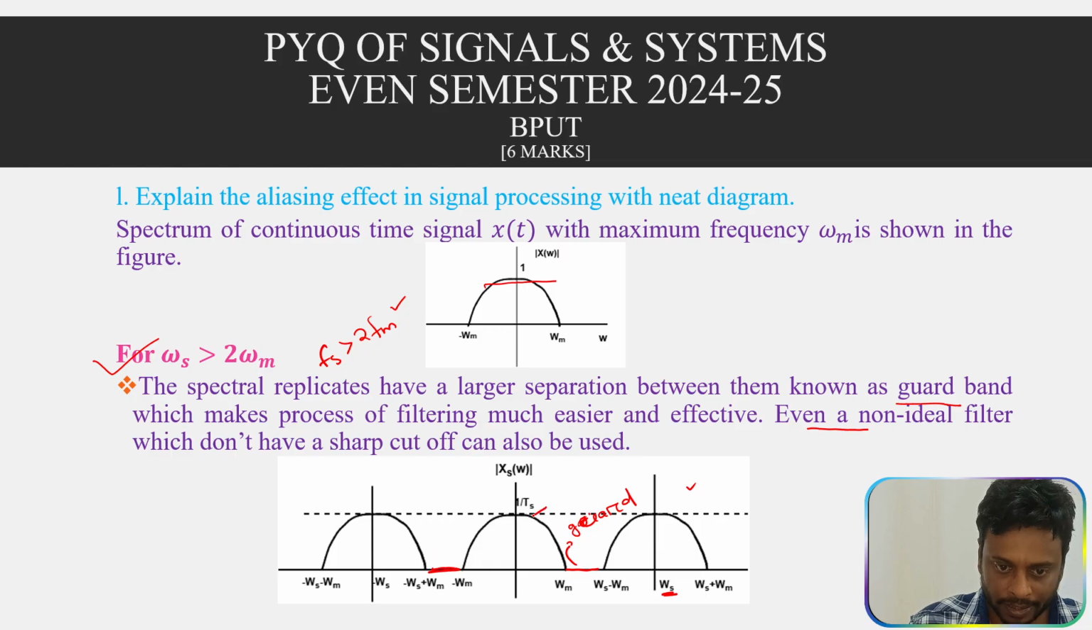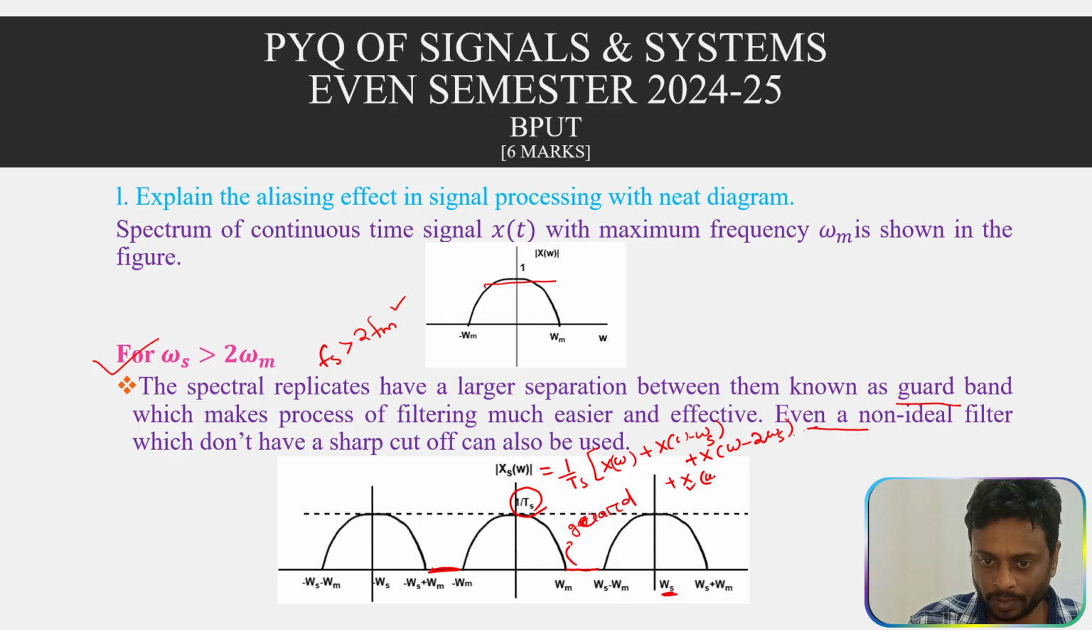You can see there is a 1 upon Ts, because this will be equal to 1 by Ts into X of ω plus X of ω minus ωs, plus X of ω minus twice ωs, and so on, plus X of ω plus ωs, then X of ω plus twice ωs. This is the spectrum of the sampled signal. That is why there is a 1 upon Ts. In this case, it is only 1.